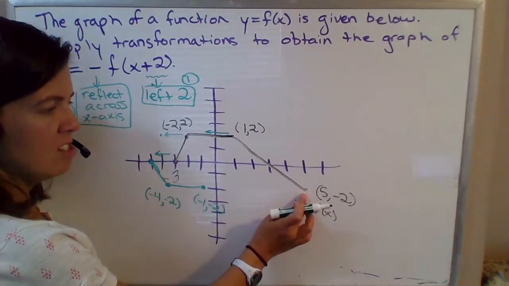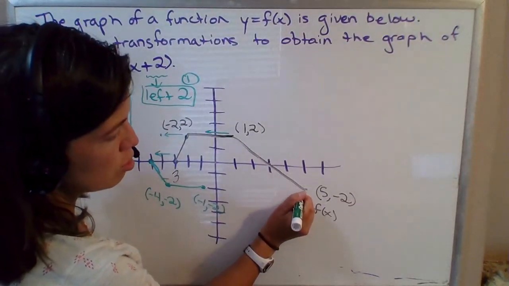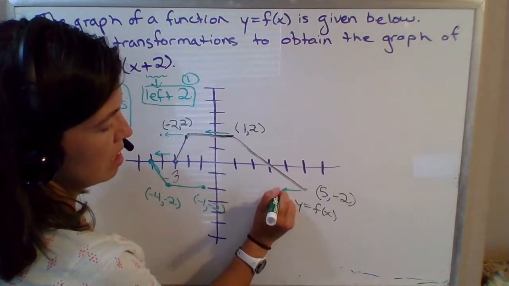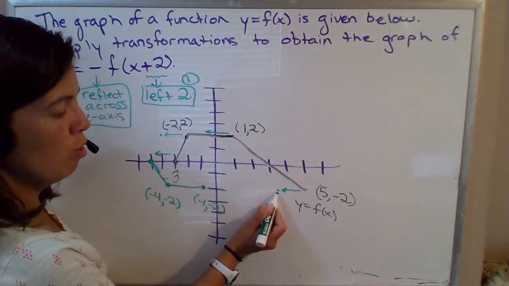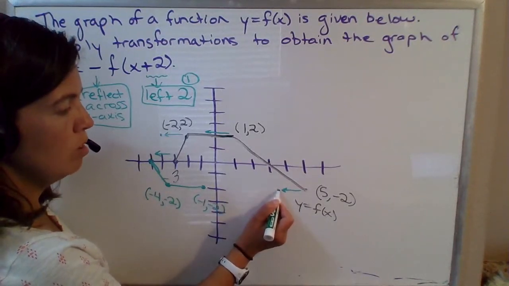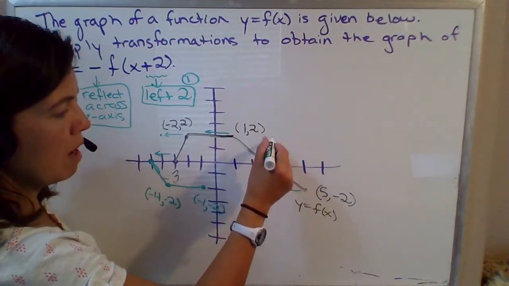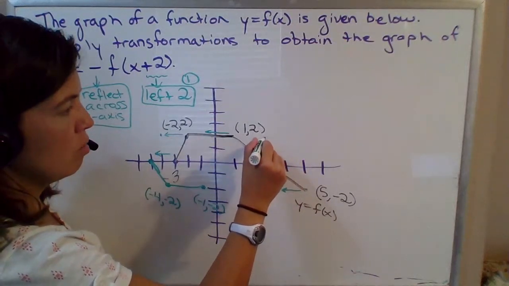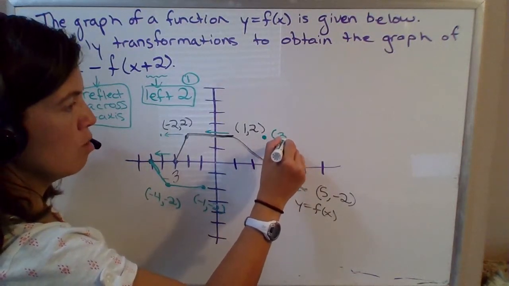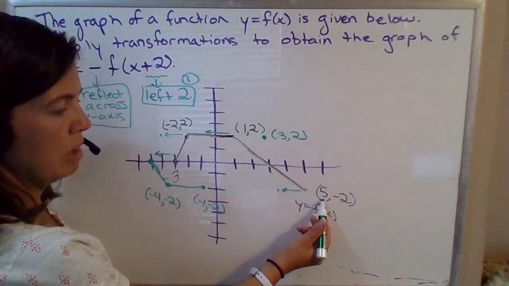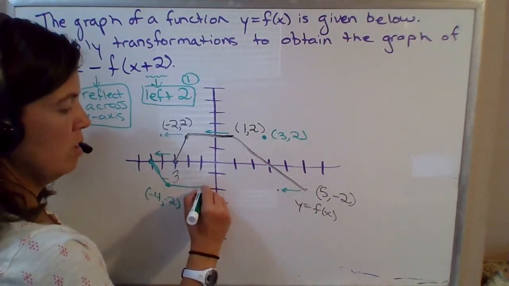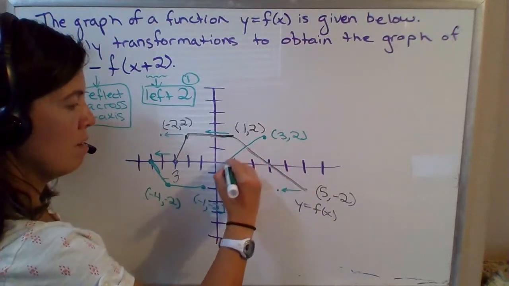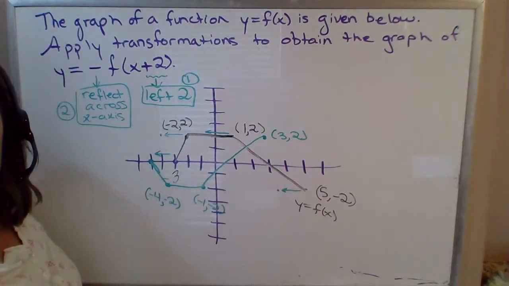Last point. So take this point, shift it left 2, so it's going to land right here, and then flip that point over the x-axis. So it's going to flip from where y is -2 to up here where y is +2. So it's going to land at 3, +2, because it went left 2, it went from 5 to 3, and then from -2 to +2. And then connect those line segments, and I get that line there.